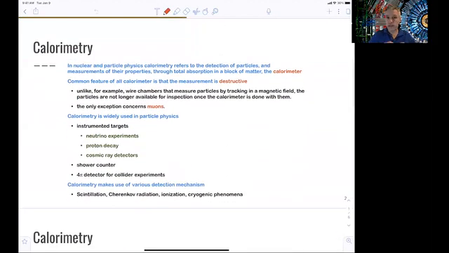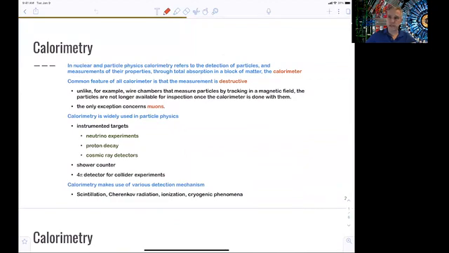So in nuclear and particle physics, that is exactly what we refer to as calorimetry. So the detection of particles by measuring their properties through the total absorption in a block of matter. The central feature is that the measurement is destructive. So again, in tracking detectors, we try to minimally disturb the particle, and in calorimeters, we try to destroy them.